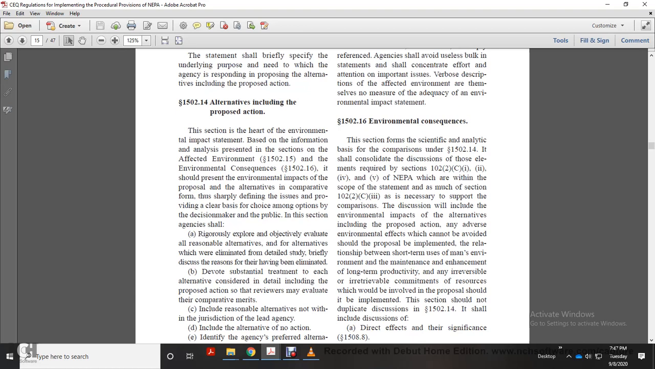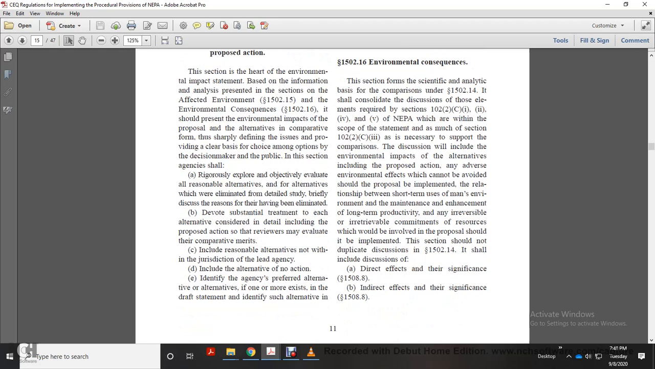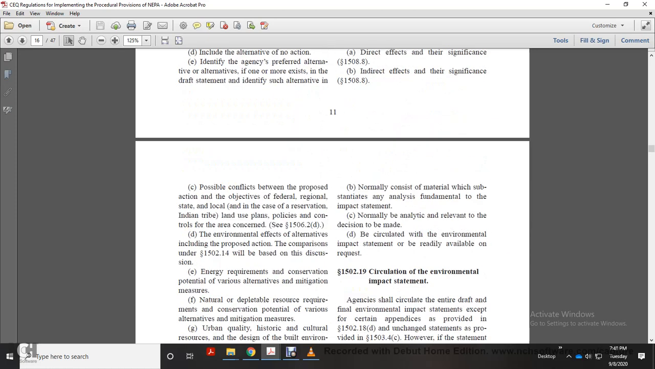The relationship between short-term uses of the man's environment and the maintenance and enhancement of long-term productivity, and any irreversible or irretrievable commitments of resources which would be involved should the proposal be implemented. This section should not duplicate discussion in 1502.14. It shall include discussions of direct effects and their significance (1508.8), indirect effects and their significance (1508.8), and possible conflicts between the proposed action and the objectives of federal, regional, state, and local land use plans, policies, and controls for the area concerned (1506.2(d)).